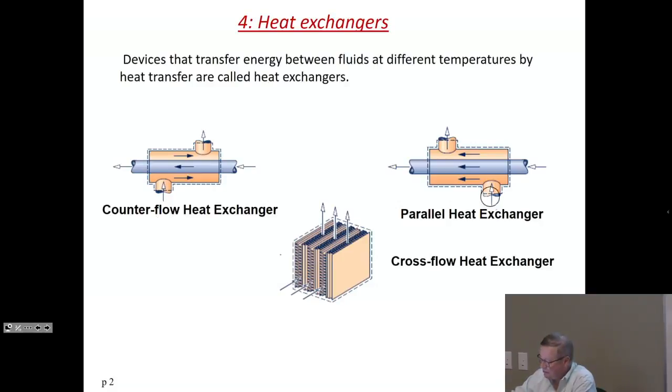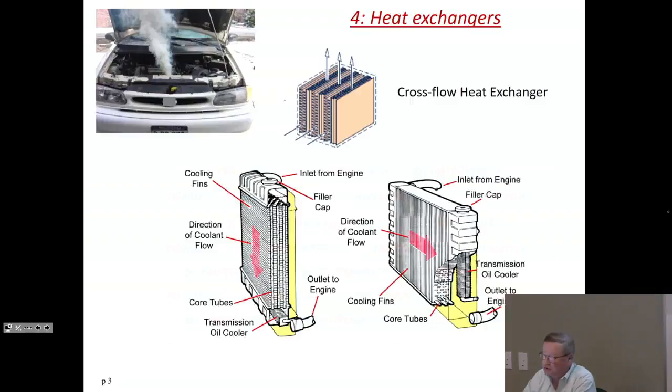The two fluids, one can come in here and come out that way. The second one can come in here and come that way. These are parallel heat exchangers. And the third is ones where the one fluid comes in this way and the other fluid goes in that way. These are crossflow heat exchangers, some of which you're very familiar with, like automotive radiators.